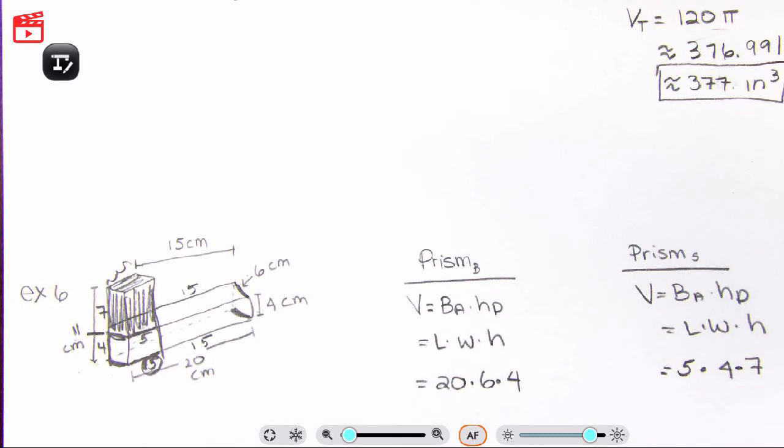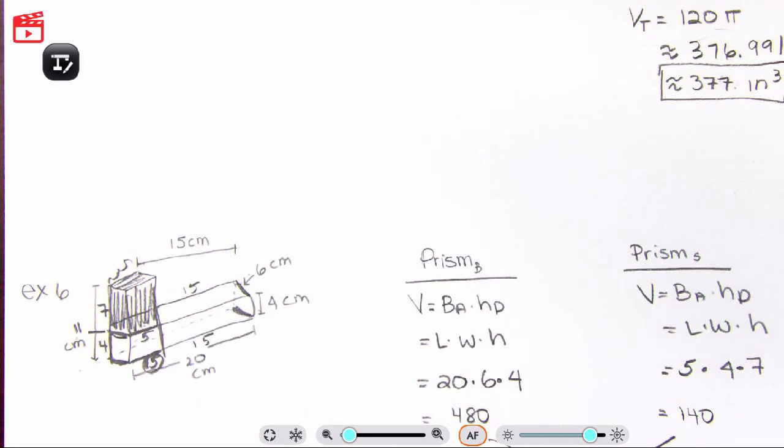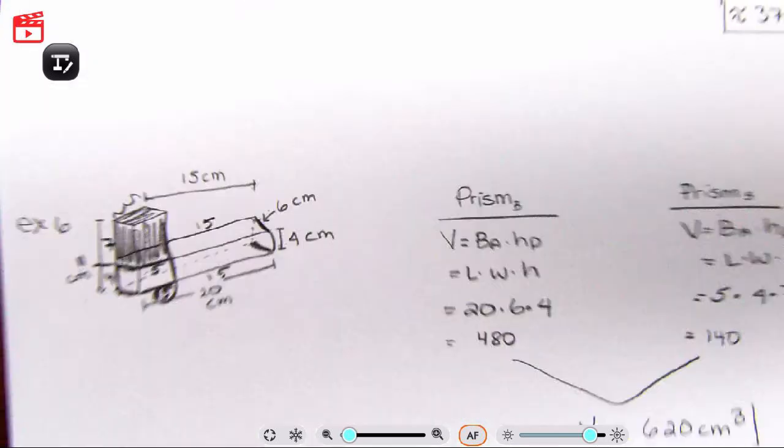Using our trusted calculator, I have 20 times 6 times 4. That is 480. I have 5 times 4 times 7. That is 140. What are we doing? We are combining because we placed one of the prisms on top of the other. So the total volume is 480 plus 140, and that is 620. Units of measure is centimeters. What are we trying to find? Volume. Volume is cubed.